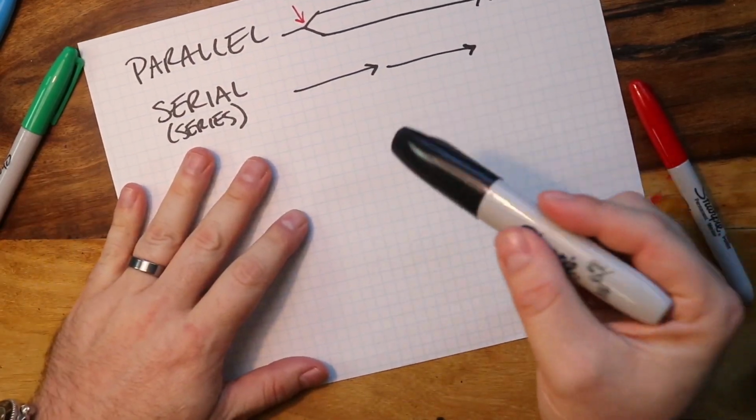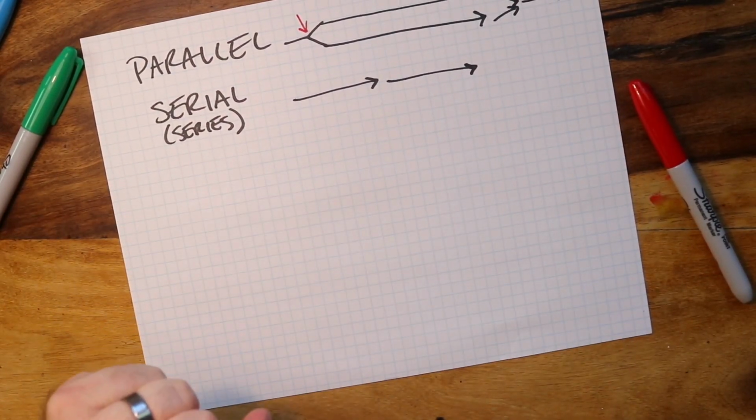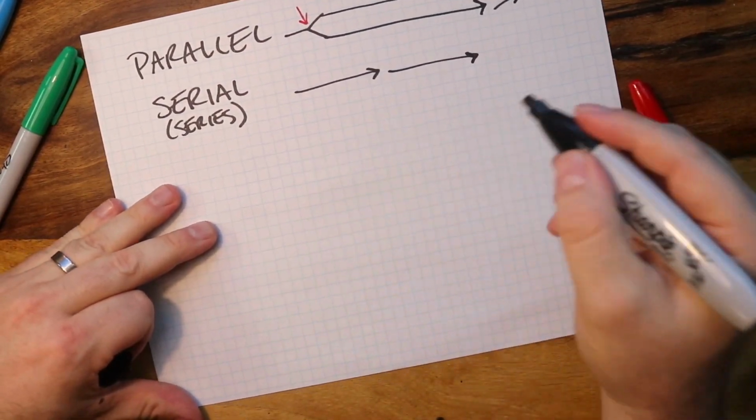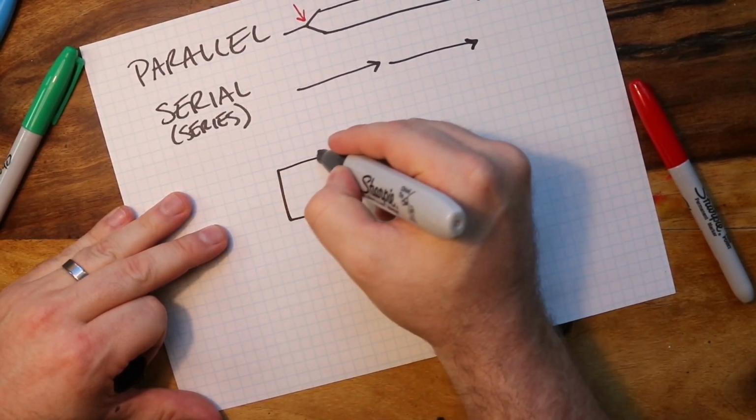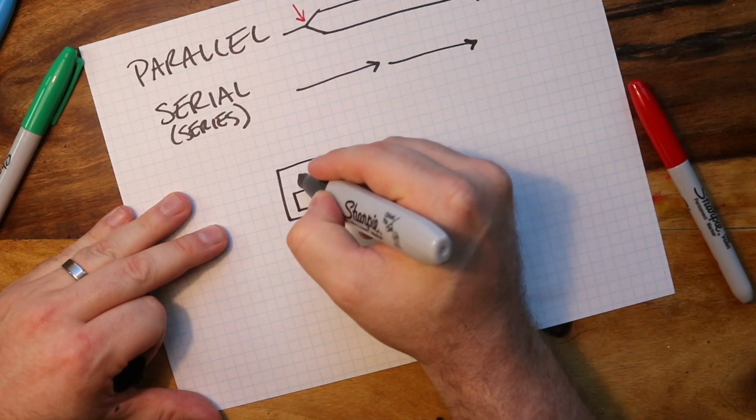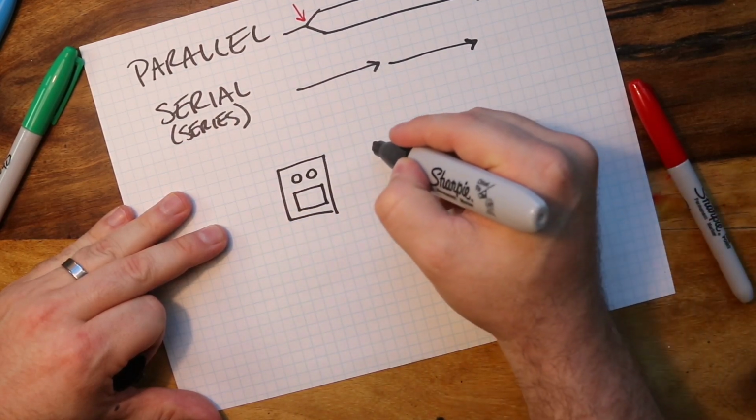A great example, if you play guitar, it's really easy to visualize this. So an example of parallel would be, let's say we've got a couple of guitar pedals, and these are going to look like cute little robots.